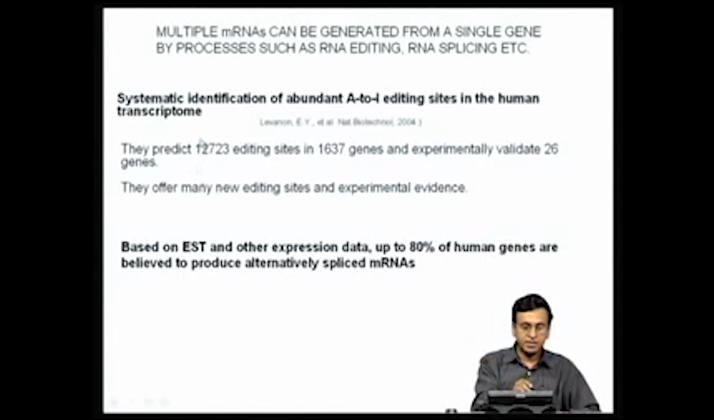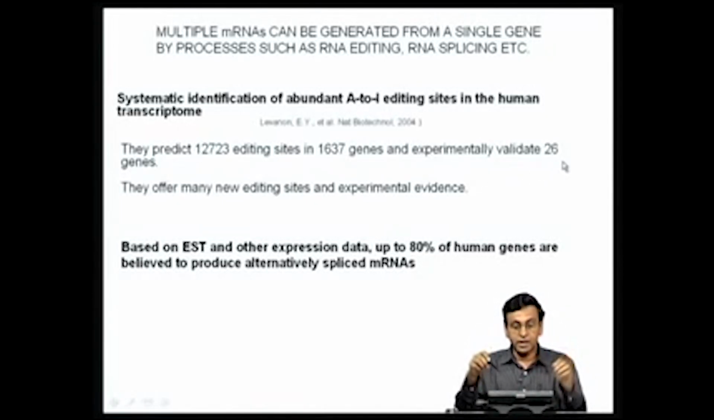For example, a systematic identification of abundant adenosine to inosine editing sites in the human transcriptome was published in 2004, and these people predict that there are something like 12,723 editing sites in 1,637 genes, and they experimentally validated 26 such genes, indicating that this many genes undergo RNA editing, and there are this many sites which can potentially undergo RNA editing. They offer many new editing sites, and actual experimental evidence of how RNA editing may be a much more common mechanism than people previously thought.